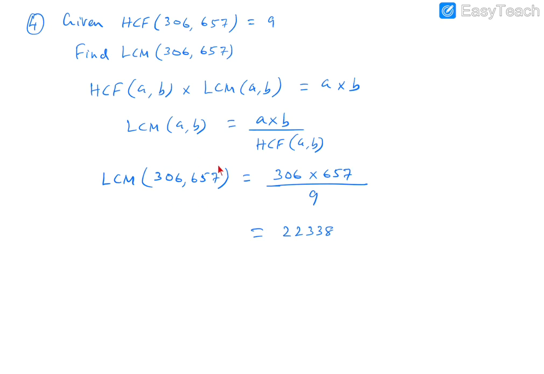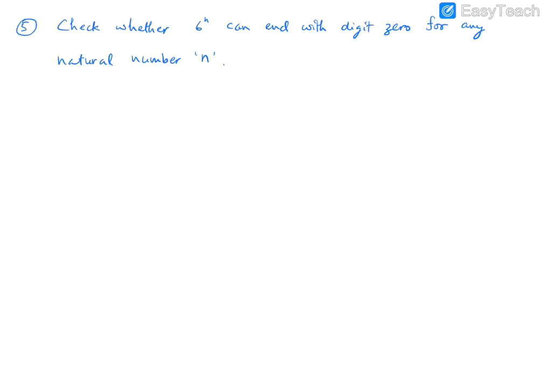So rather than factorizing both the numbers and then finding the LCM, we use the relationship that the product of the HCF and LCM is equal to the product of the two numbers. Okay, so this relationship applies only when we're dealing with two numbers, a pair of numbers, that is.